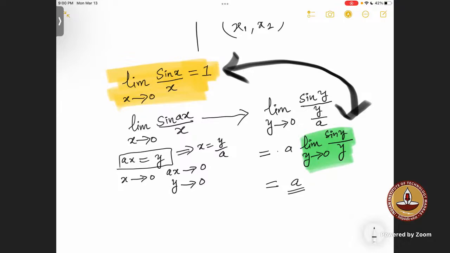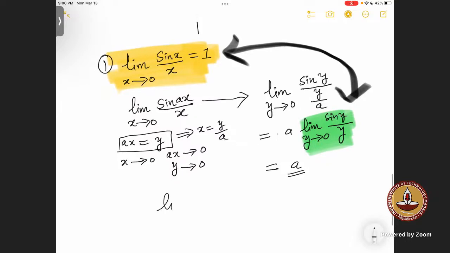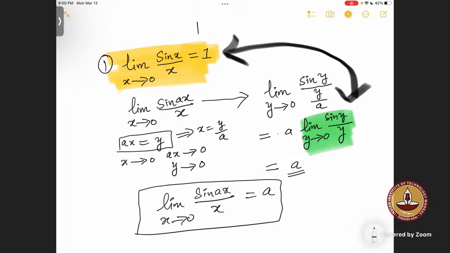So remember these two formulas. One is limit x tends to 0, sin x by x equals 1. But what is the value of limit x tends to 0, sin ax by x? It will be a. Is that clear for everyone?